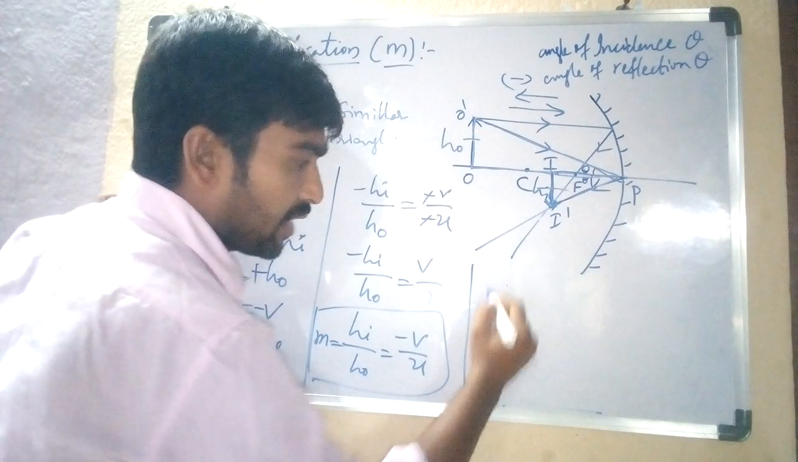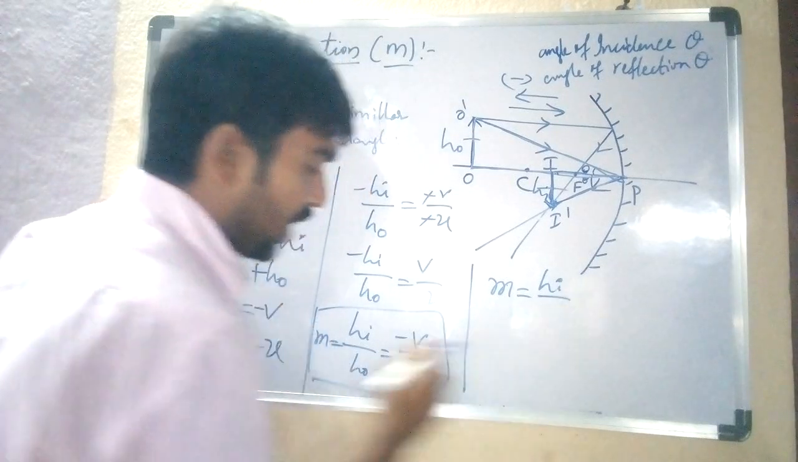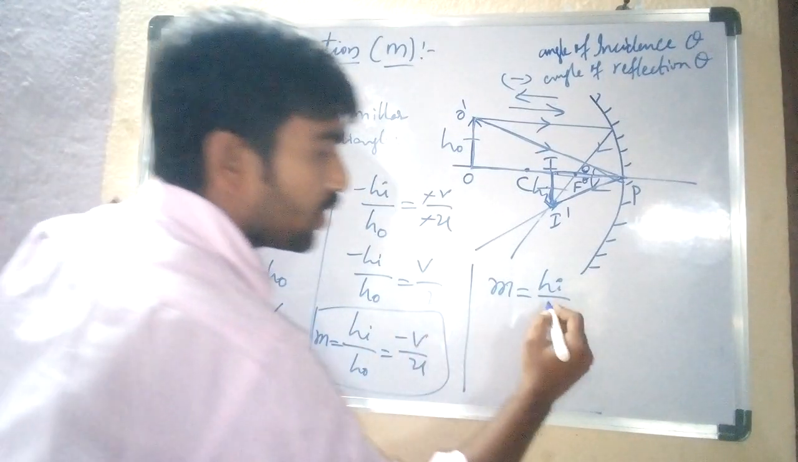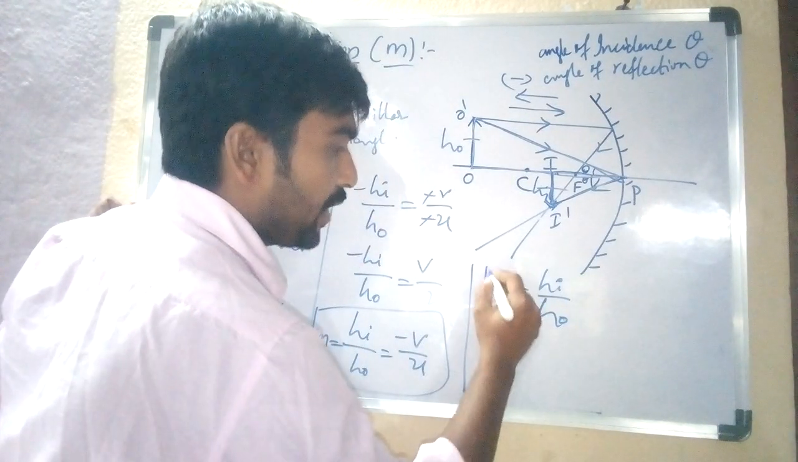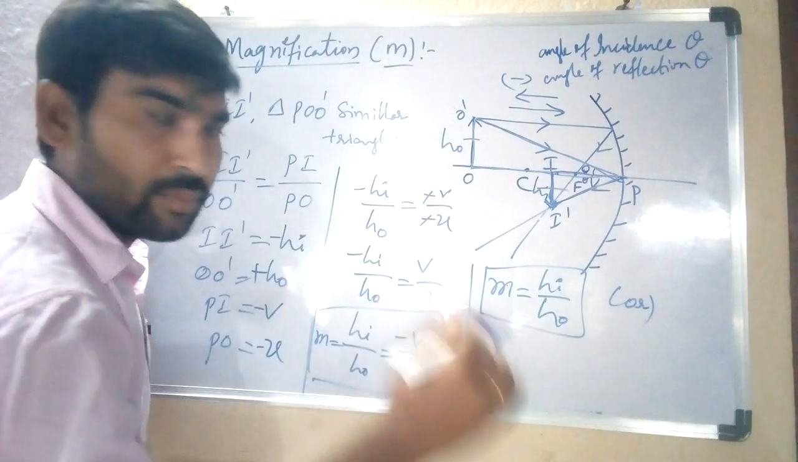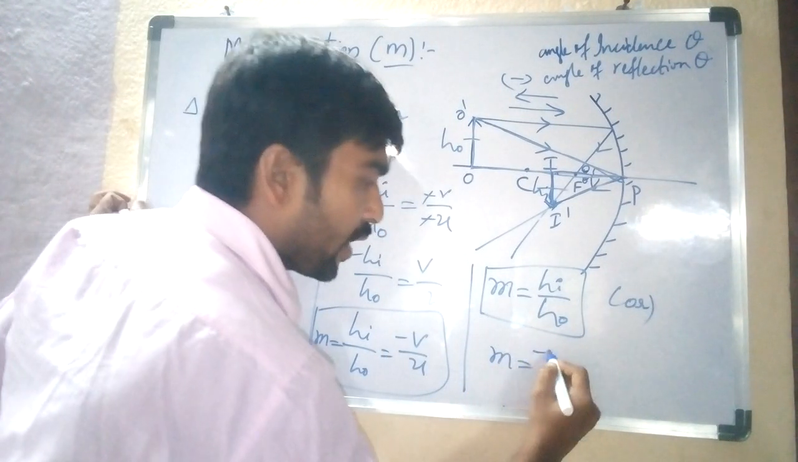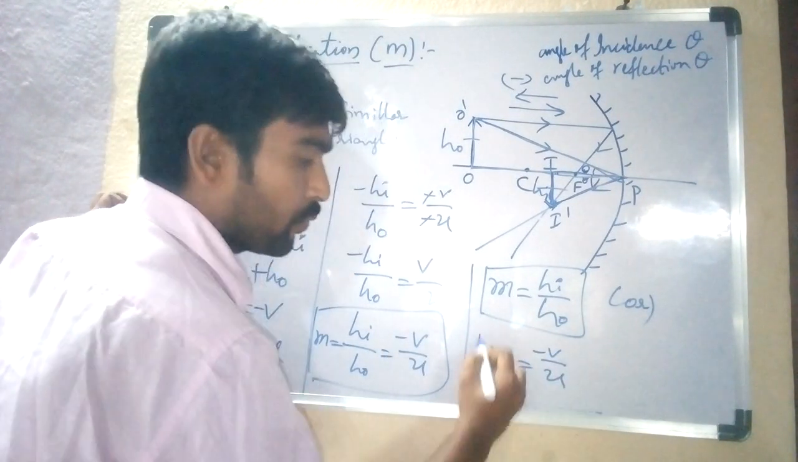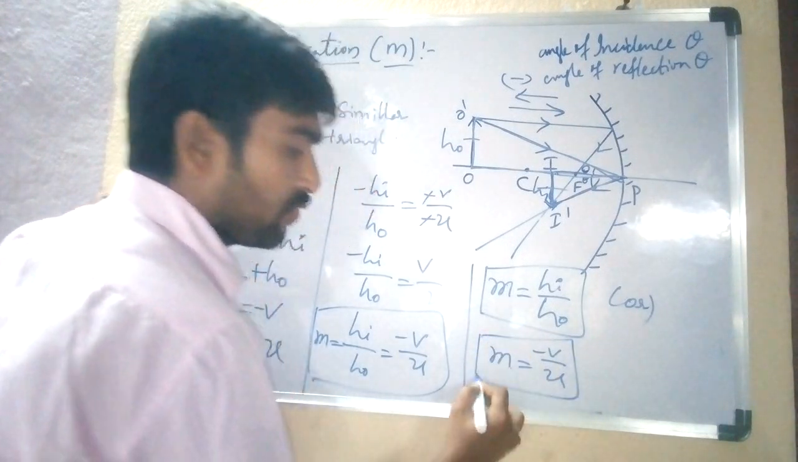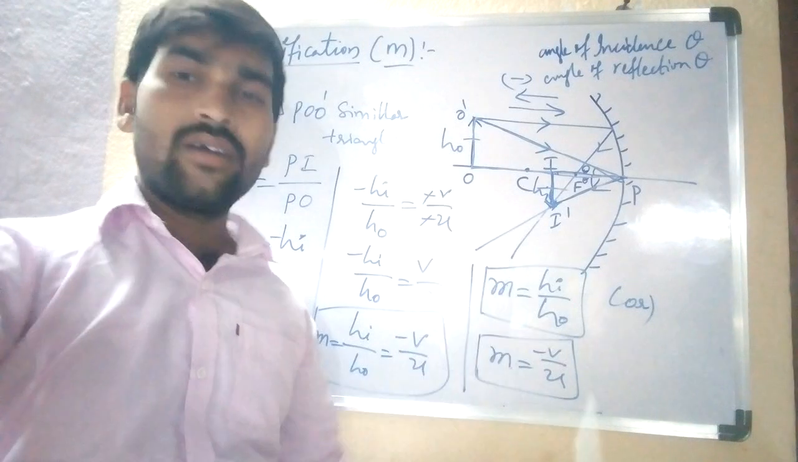This is the magnification: M is equal to HI by HO is equal to minus V by U. In higher standards, M is equal to HI by HO according to the height of the object or image, or according to the distances, image distance and object distance, M is equal to minus V by U. So this is the magnification formula for a curved mirror.